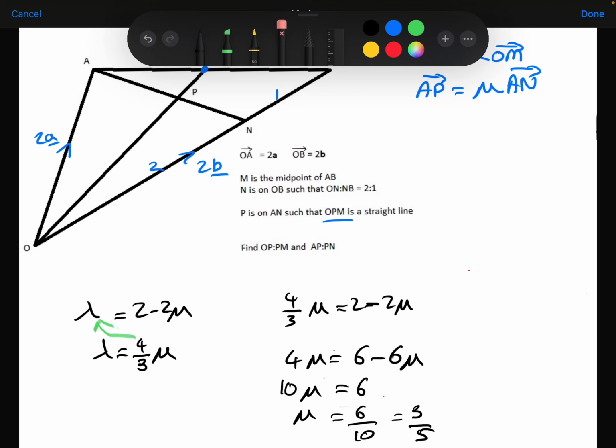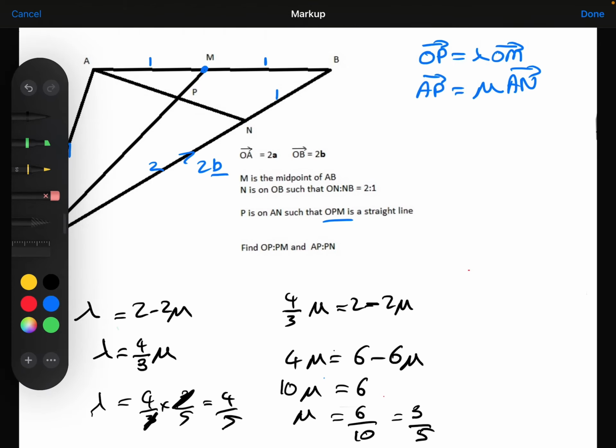So mu is 3/5. Let's substitute it back into this equation. So lambda is equal to 4/3 times 3/5, which is the same thing as 4/5. So we have now worked out that the lambda here is 4/5, and the mu here is 3/5.